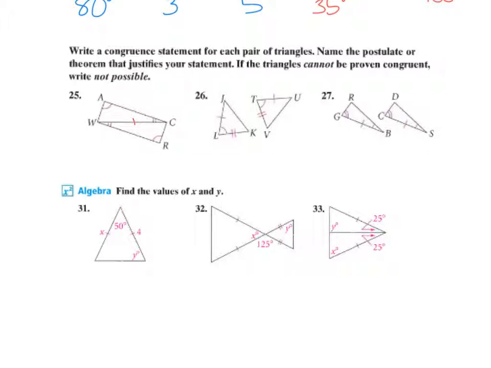The side is not included between the angles. So yes, they are congruent by angle, angle, side. They have 2 angles and the side is not included.